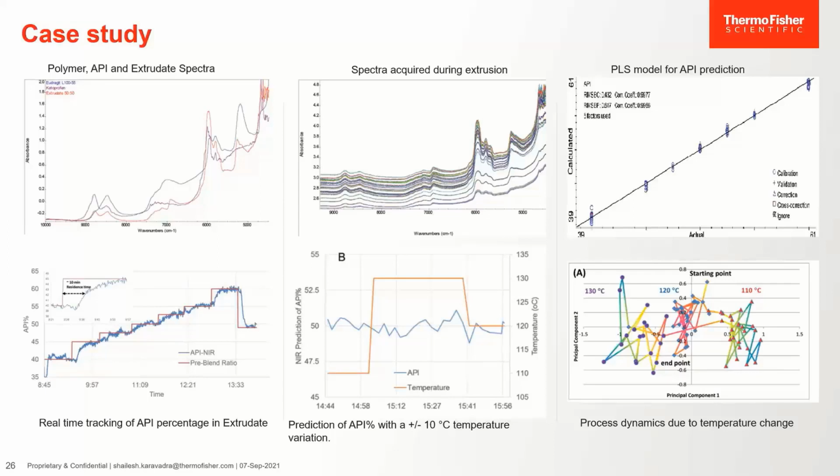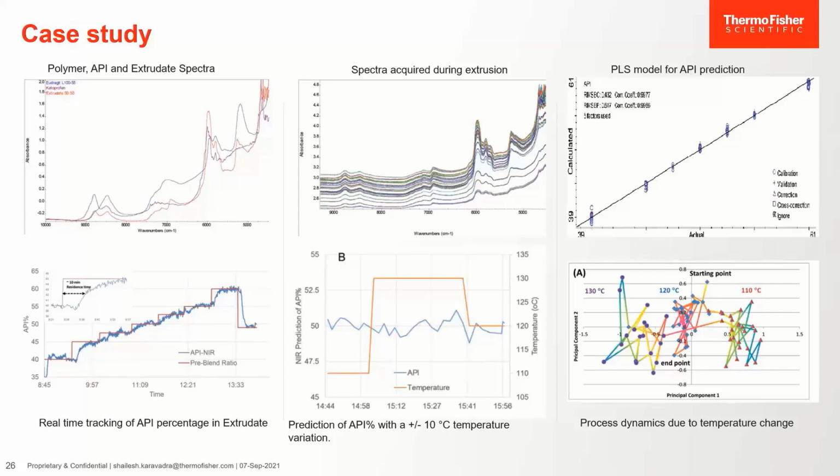The spectral data was collected during steady states, including those at different temperatures, and was used as calibration samples. NIR spectra were collected at 20-second intervals, and 85 spectra with 7 concentration levels ranging from 40 to 60 were used for creating a calibration.